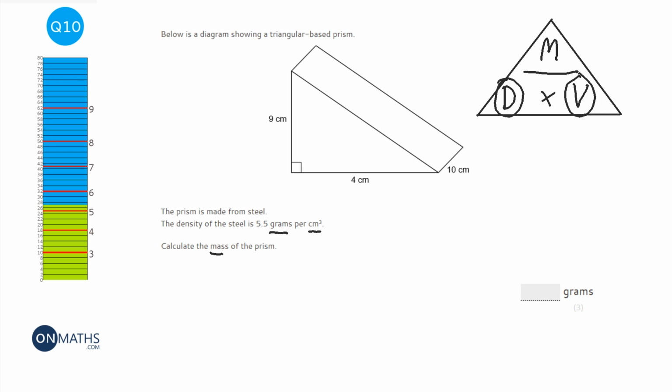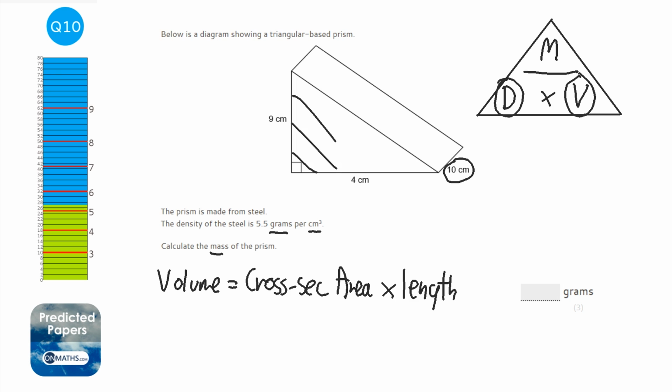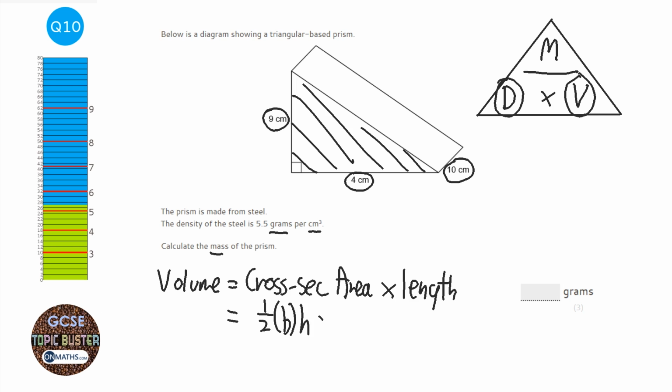So the first thing I need to do is work out the volume of the prism. So to work out the volume of any prism, it's the cross-sectional area times the length. And some people call the length something else, but the length is basically how 3D the prism is. So the length is this one here, and the cross-sectional area is the area of this triangle here. So it's the area of the triangle. We've got the base, which is 4, and the height, which is 9. So it's half times base times height, and then we're going to times it by the length, which is 10.